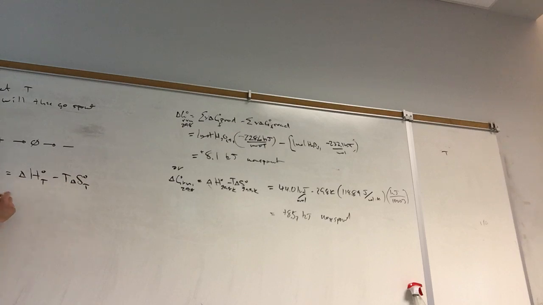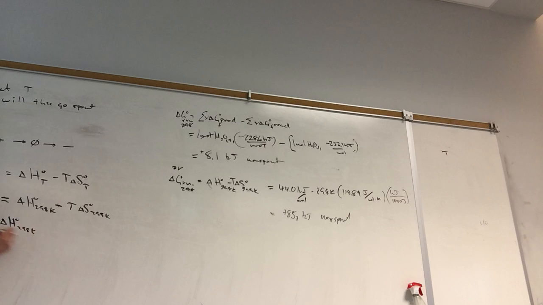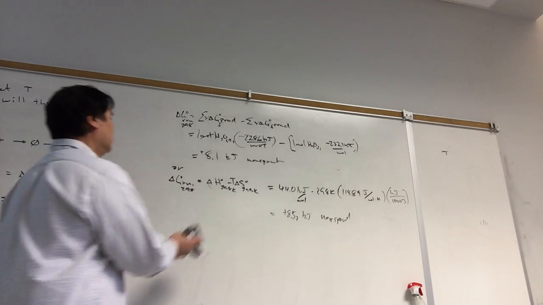But I don't have those, so I'm just going to say this is going to be close enough to delta H naught at 298 Kelvin minus T delta S naught at 298 Kelvin here. And then just solve for T. When I solve for T, T is equal to delta H naught at 298 Kelvin divided by delta S naught at 298 Kelvin. This is the same calculation we just did for a phase transition, but this calculation can be for any reaction, right? Not just a phase transition. So 370 Kelvin, it's off a little bit, so it's okay.